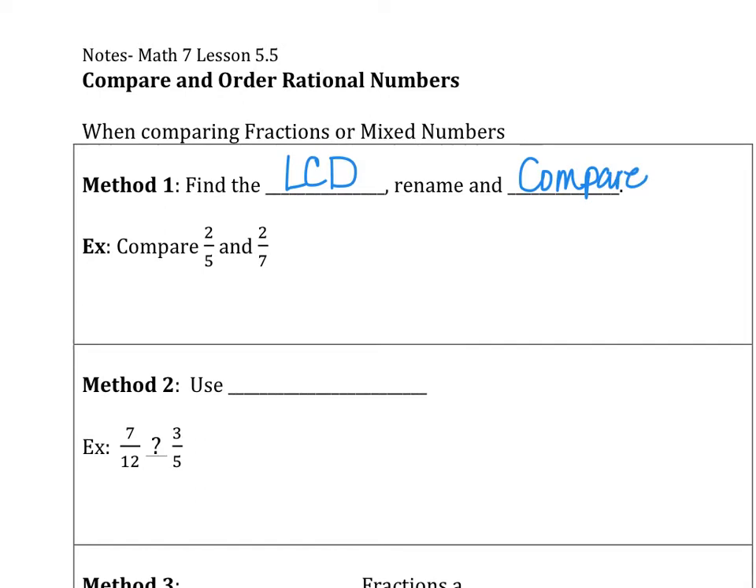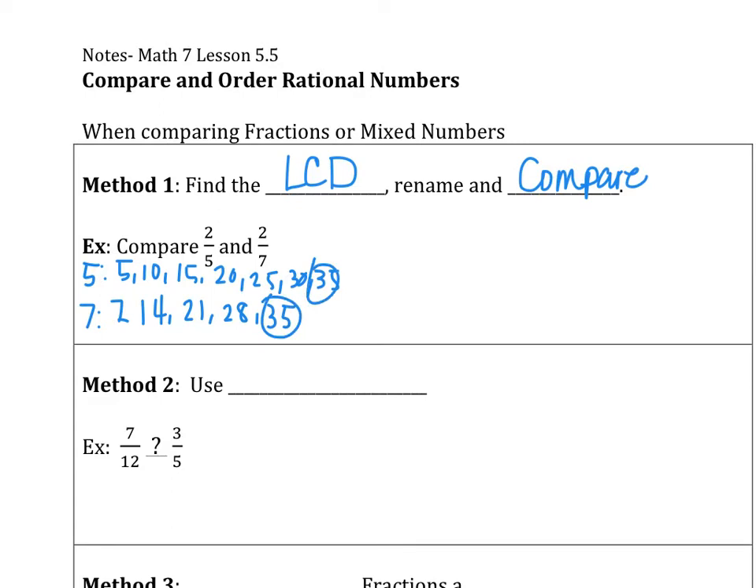So let's compare 2/5 and 2/7. The first thing that we're going to do is find the lowest common denominator of those two fractions. So for 5, we have 5, 10, 15, 20, 25, 30, 35. And for 7, we have 7, 14, 21, 28, 35. So our lowest common denominator of 5 and 7 is 35.